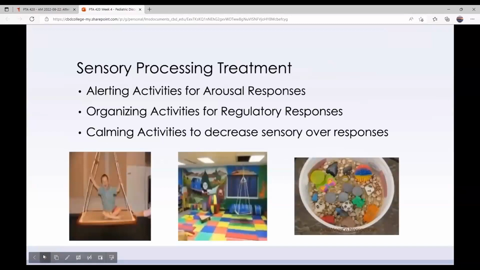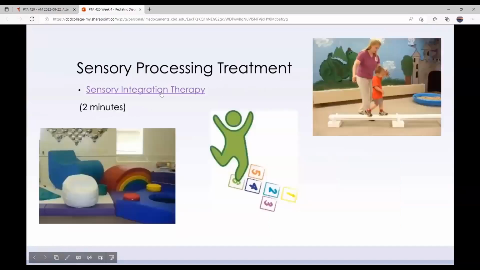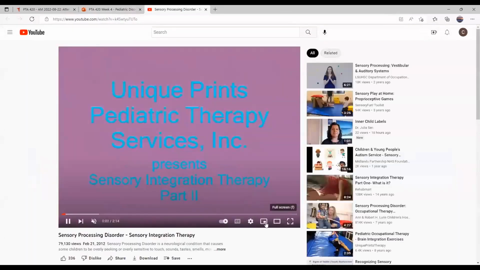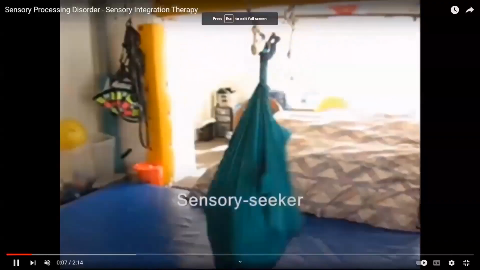Okay, and then sensory processing. So there are a lot of different types of techniques. Maybe it's fine motor sensory, maybe it's gross motor sensory. Lots of different really cool things. This one is another one that's really wacky and out there. This was created by... wow, look at that sensory seeker. I would probably be vomiting my brains out.